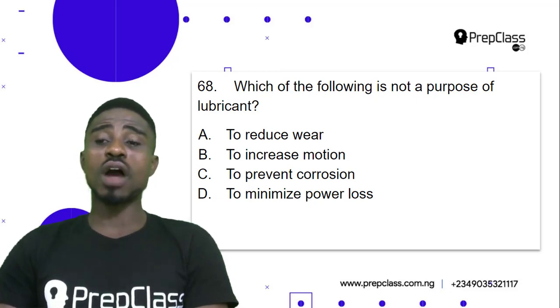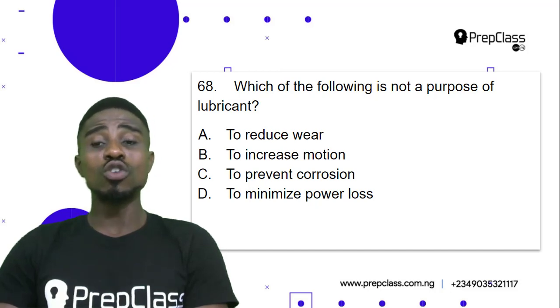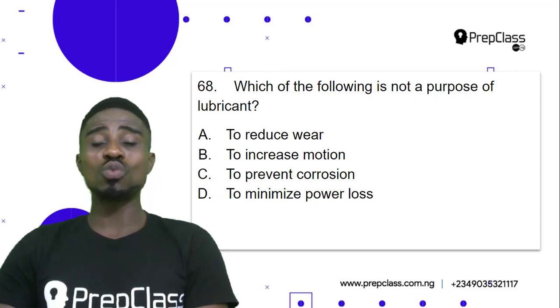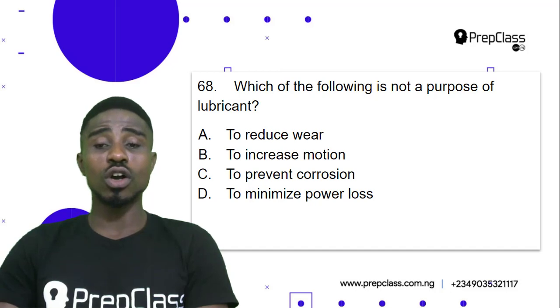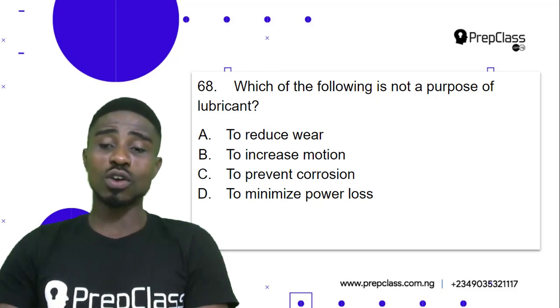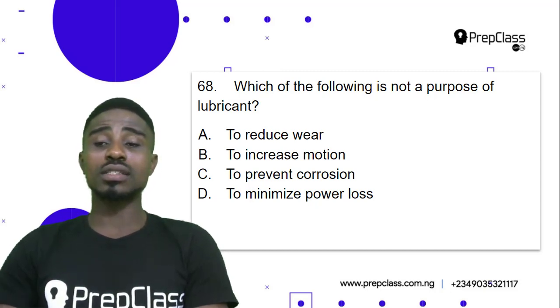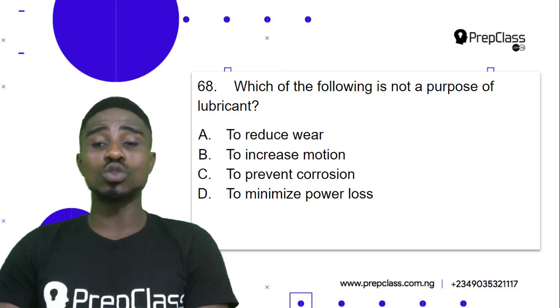Now, the essence of applying lubrication or lubricants on a machine is to reduce friction. In reducing friction, we are reducing the disadvantages or the effects of friction on the machine. And we know one of the effects of friction on the machine is wearing and tearing. Also, power loss is an effect of friction on the machine. So the purpose of lubricants is to reduce wear.